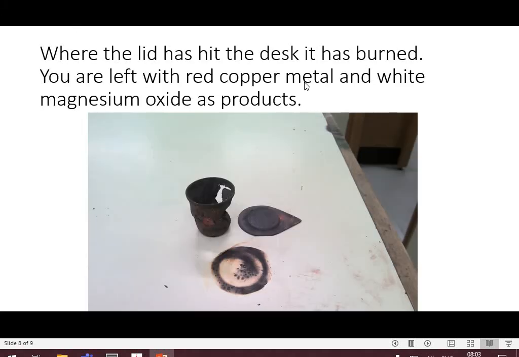So where the lid has hit the desk, you can see that it's burned the desk, and you're left with red copper and little bits of white magnesium powder. Magnesium oxide as a powder, sorry, magnesium oxide, not just magnesium powder.